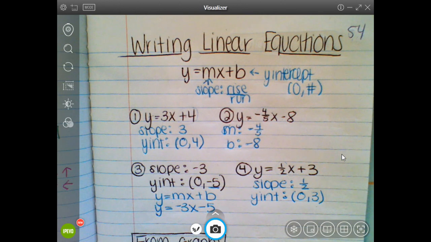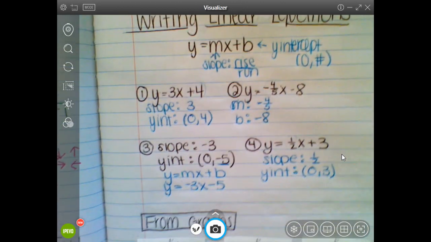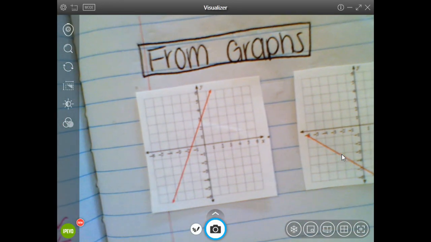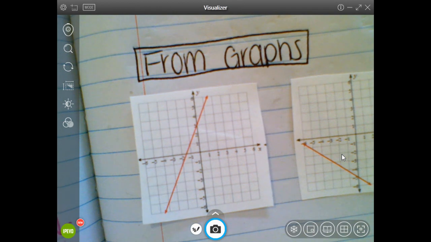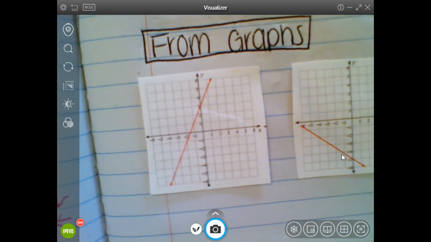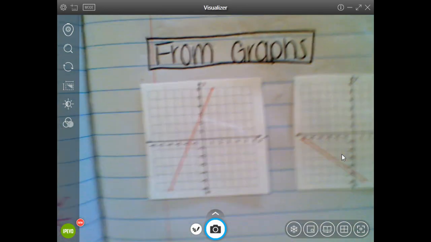Okay, those are the basic ways that they can ask to write. Now, what they can also do is they can say, okay, here's a graph. Tell me the equation. Now, for some of you, this goes back to practicing graphing, which you did the lesson before. So some of you are very, very good at this, so this part should be pretty easy.